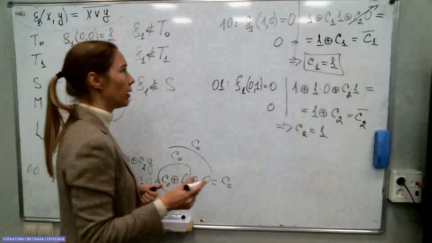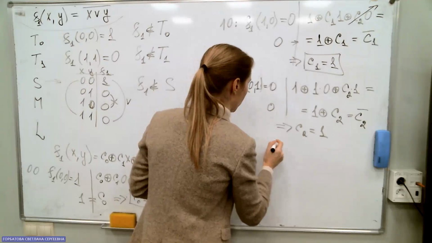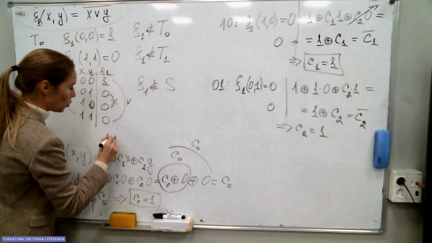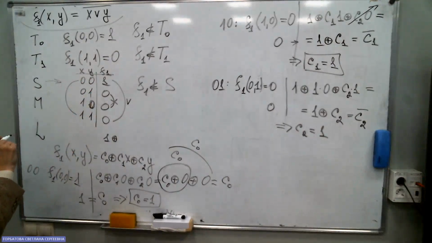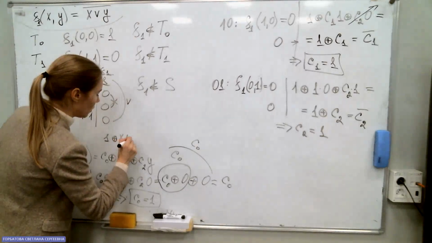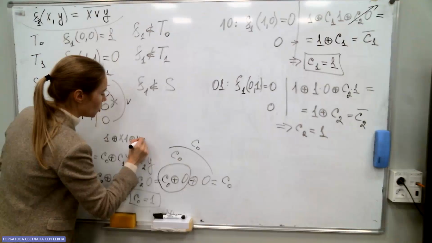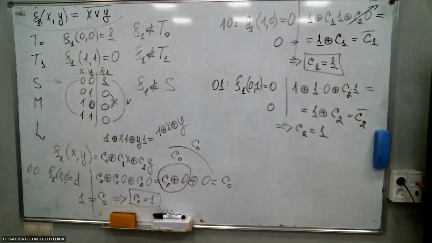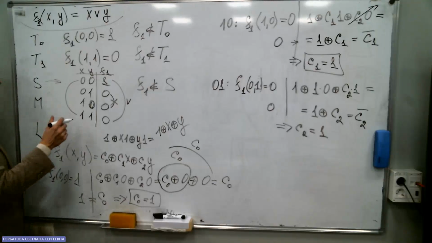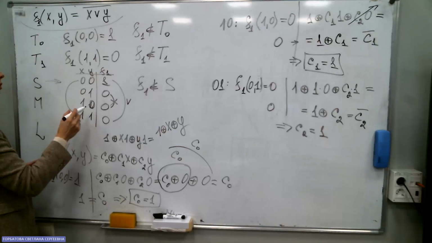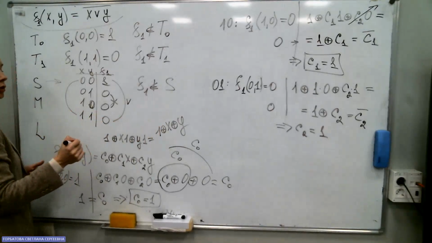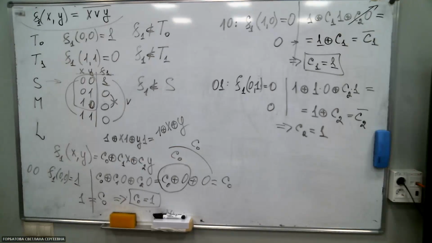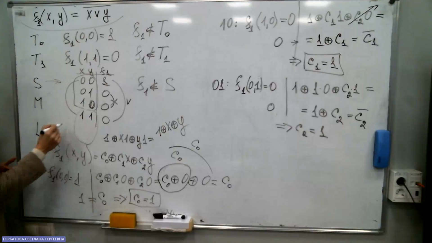And now we have the expression 1 plus modulo 2 x C1, x1 plus modulo 2 y conjunction 1, and it is 1 plus modulo 2 x plus modulo 2 y. But we know that this expression works for these 3 points. So we need to check others.